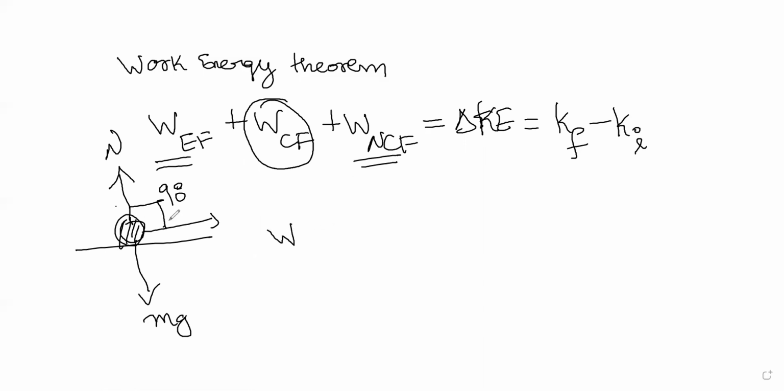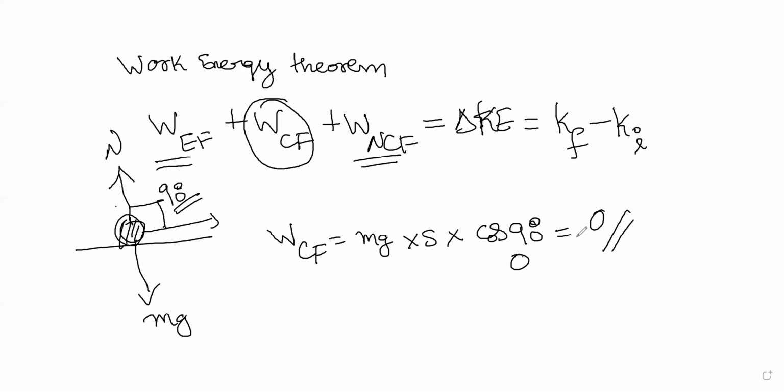The work done by the conservative force, the gravitational force here, is mg times displacement times cos 90. The angle between the displacement and the force is 90 degrees. Both are perpendicular to each other, because the displacement is horizontal and these forces are acting vertically. The value of cos 90 is zero, so the work done by the conservative forces is zero. That part is eliminated. What you are left with is the external force and the non-conservative force only.